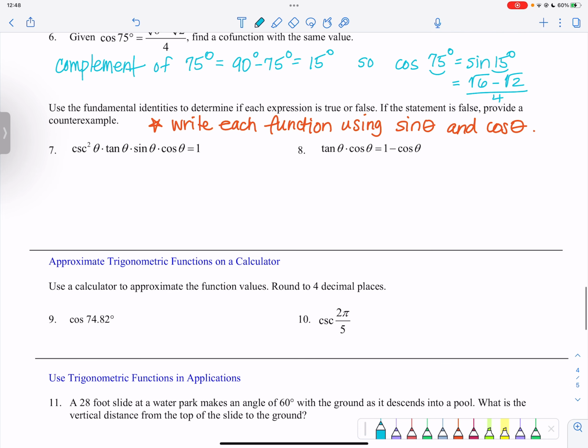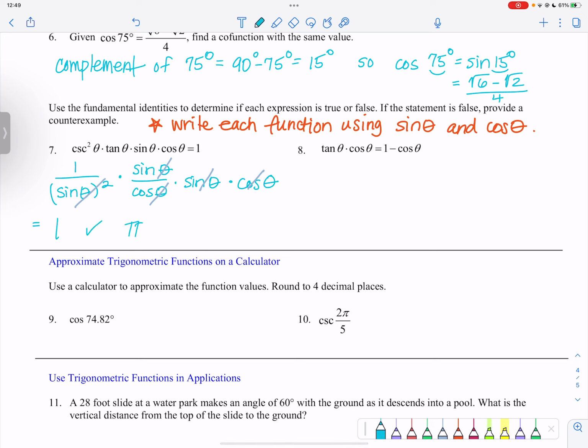The cosecant is 1 over the sine, so we have 1 over the sine of theta all squared. And then the tangent is the sine of theta over the cosine of theta. Then we just have the sine of theta, and we have the cosine of theta. So let's see if we have anything that cancels. We have the cosine canceling with the cosine. We have the sine and the sine multiplied together, canceling with the sine times the sine. And that is truly equal to 1. So that is true.